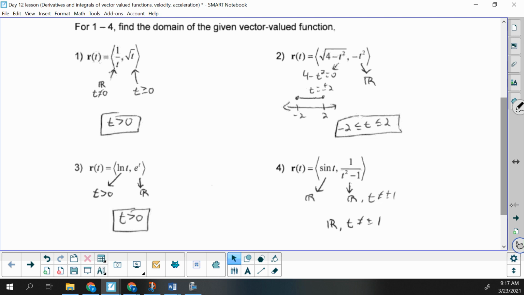In our domain of a log, the inside needs to be positive, so t has to be greater than 0. Our exponential is all real numbers, so we just get t greater than 0. And in 4, sine is good everywhere. The second one, we can't have plus and minus 1, so our domain would be all real numbers. T can't equal positive or -1.